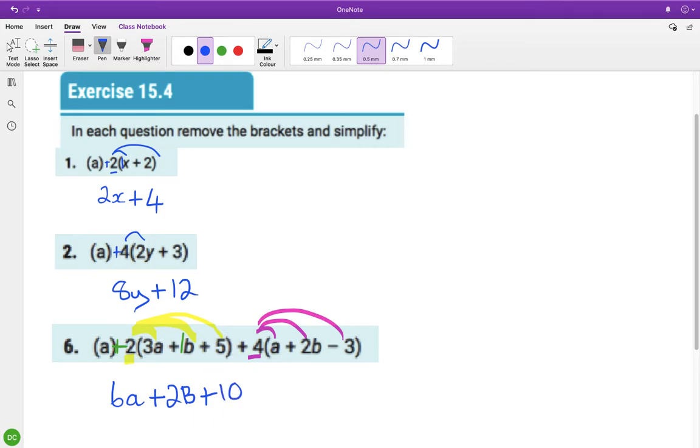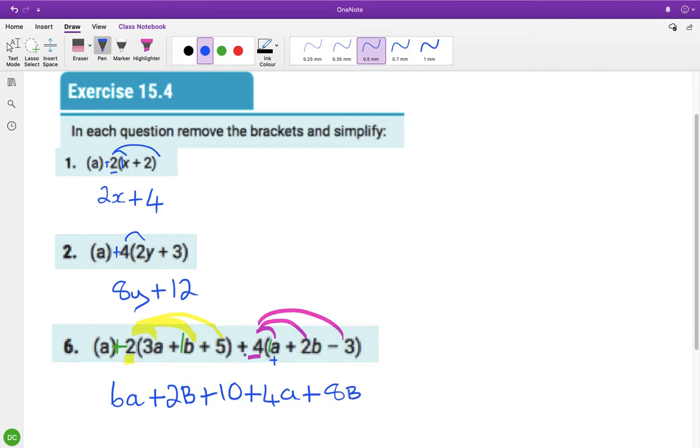So now that bracket is done, so we move on to the pink bracket here. So we have an invisible 1 here in front of the A. And it's a plus 4, and it's a plus 1A, so it's going to be a plus answer. 4 by 1 is 4, and A is your letter. Plus by a plus, again, signs are the same, so that's going to be plus. 4 times 2 is 8, and then 8b.